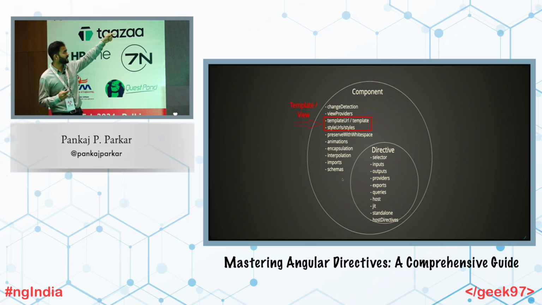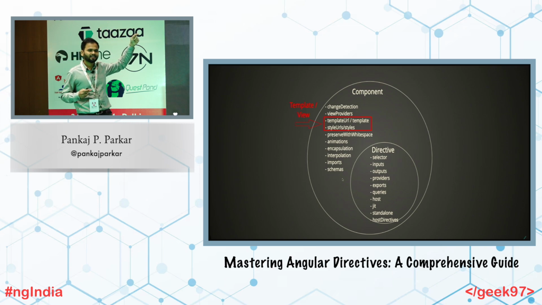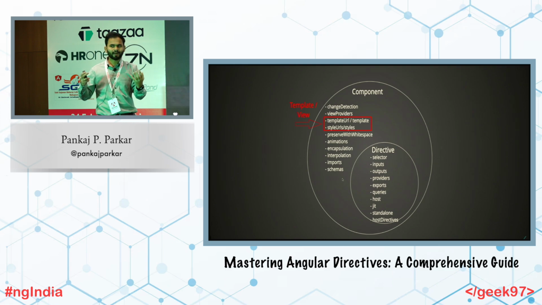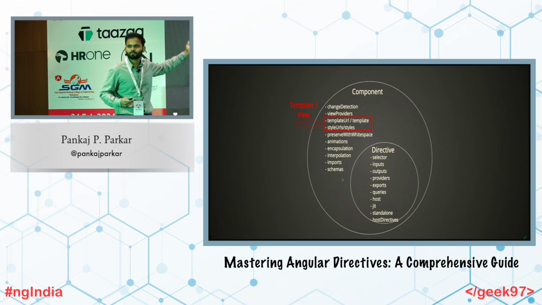That's why, now you try reading the properties from the top. Change detection. Why do we need change detection in the first place? Because of binding updates, how you want to update the binding. So that's why it is related to view. Same for view providers. Same for animation. A view has elements, and you have to animate them. So that's why component has the extra set of properties other than directive.